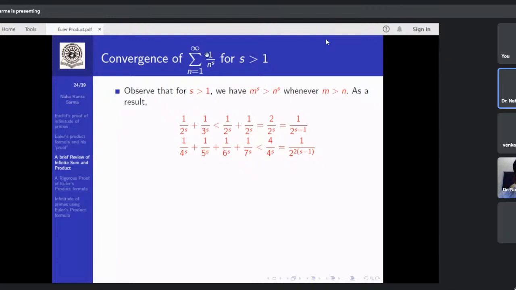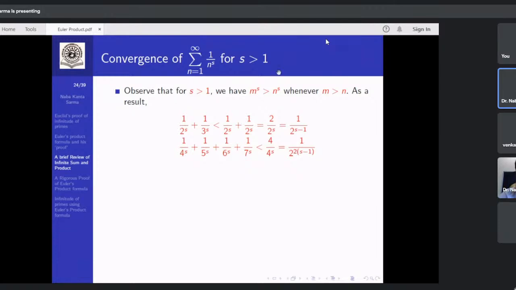if s is less than or equal to 1, and we compare the series 1/n^s with 1/n, then 1/n^s will be greater than or equal to 1/n. So the sum of this series will be greater than the harmonic series. The harmonic series goes to infinity, so this will also go to infinity. So the series 1/n^s, when s is less than or equal to 1, will obviously go to infinity. It does not converge. But we'll now see that if the variable is greater than 1, then this will always give you a finite sum. That is a very, very important result.